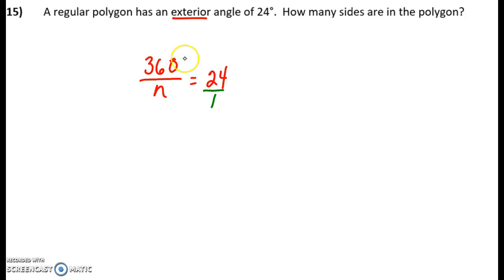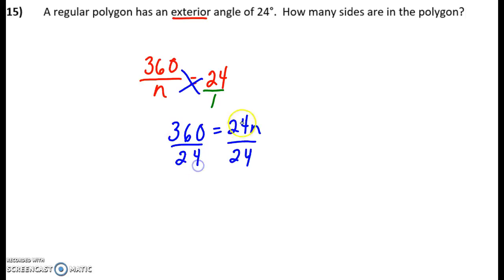So when I do this, 360 times 1 is 360. 24 times n is 24n. And when I divide both sides by 24, I get that n is equal to 15 sides. So this is how many sides are in the polygon based off of the exterior angle.